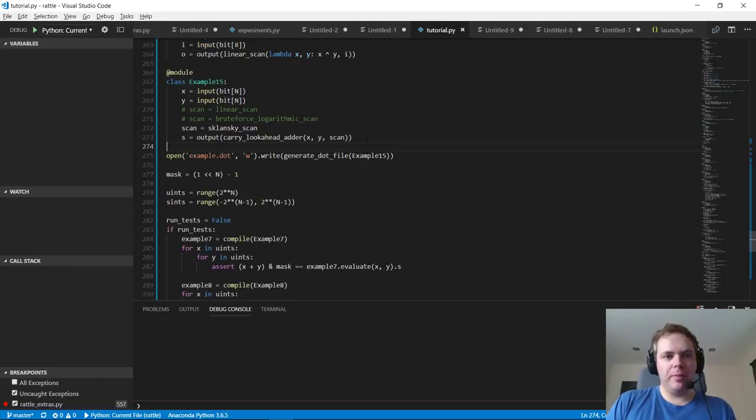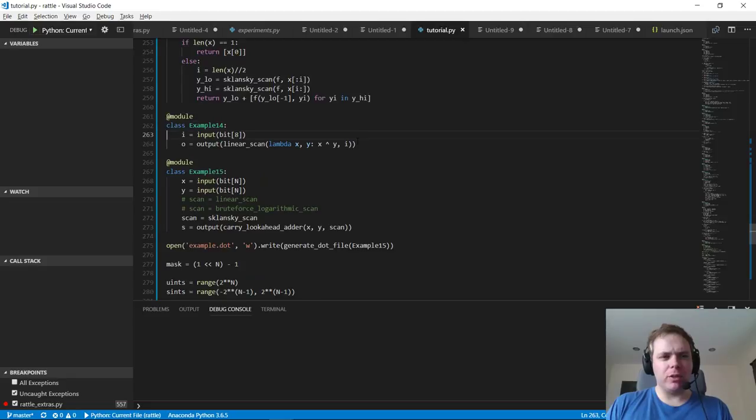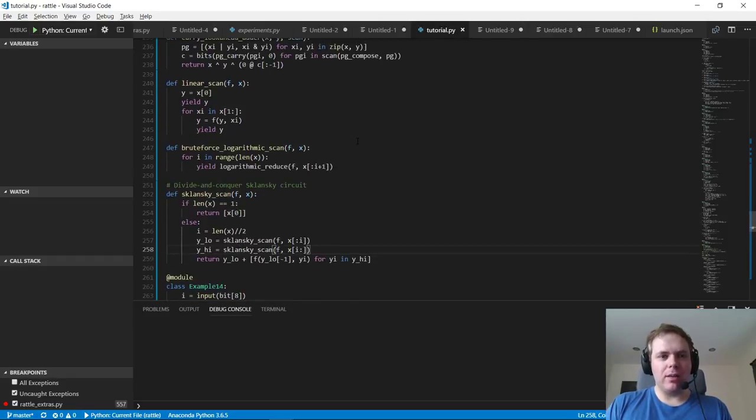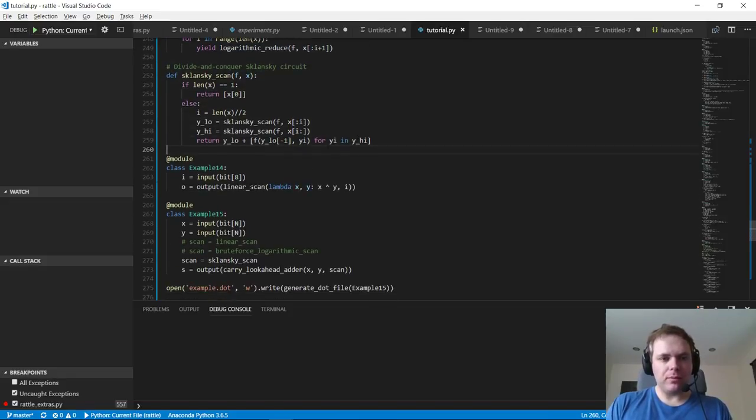Yeah, the at operator was introduced in Python 3.5 or 3.6 for matrix multiplication. So it has the right precedence to act like a multiplication-like operator, and I'm using it for concatenation because concatenation is such a common operation when you're doing this kind of HDL stuff, or circuit design. So anyway, that is fast adders.